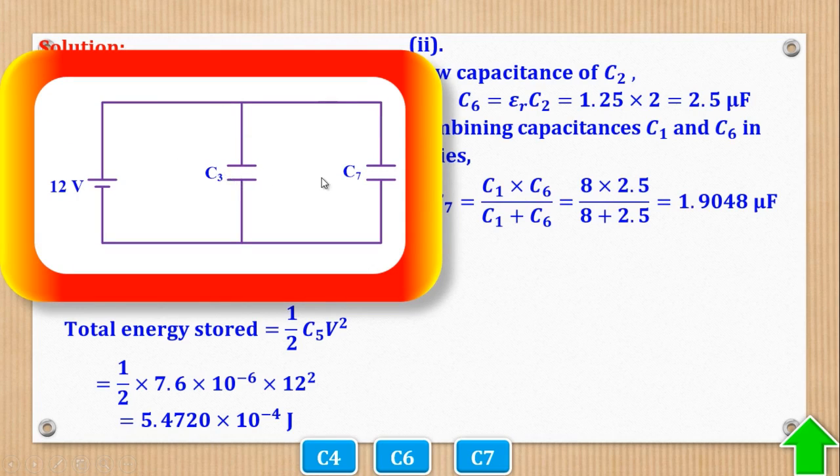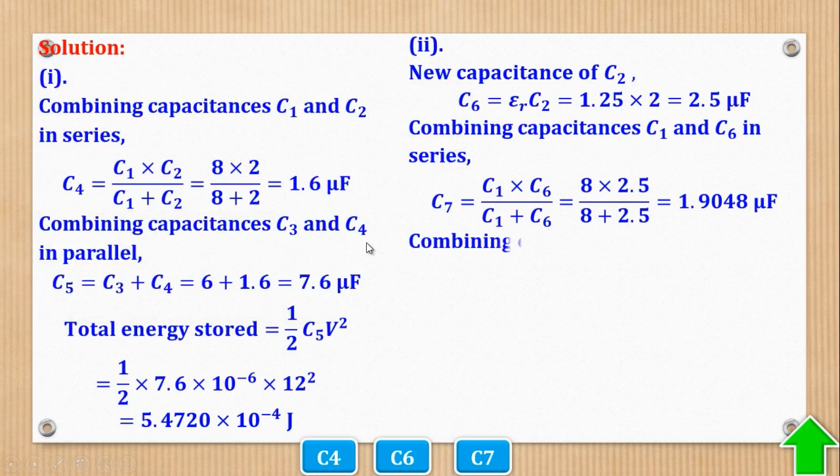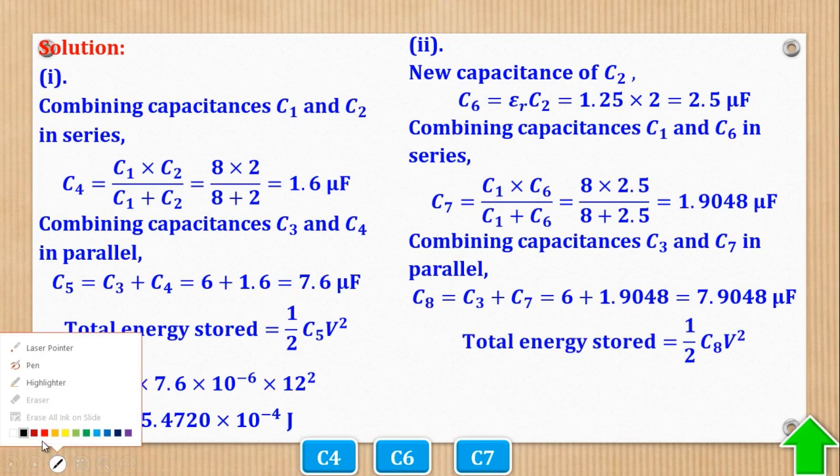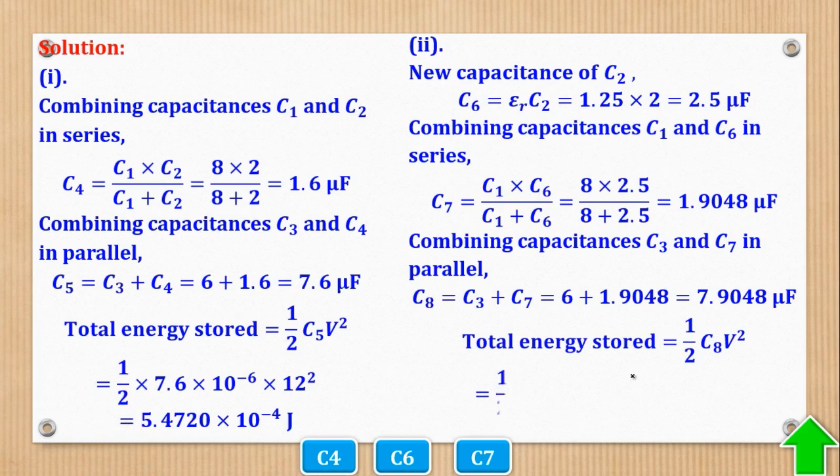We have C3 and C7, but they will be in parallel. So next is to combine C3 and C7 in parallel to get the total capacitance. After getting the total capacitance and we know the total PD, we can get total energy from half CV squared. So substitute for C and substitute for V to give you the energy they wanted.